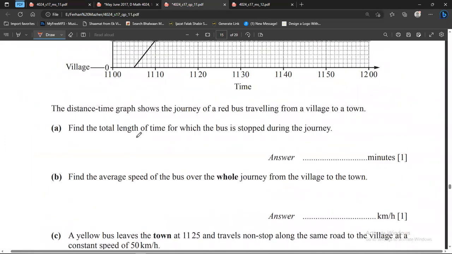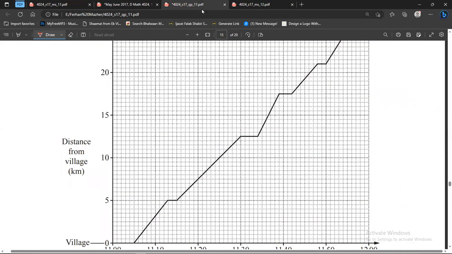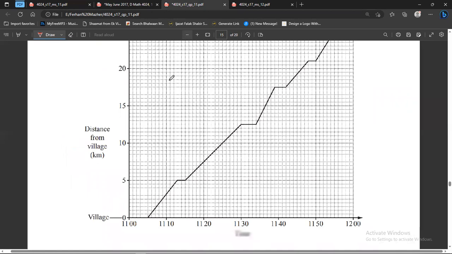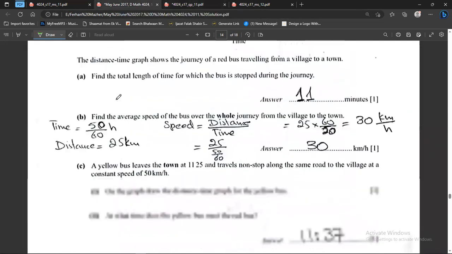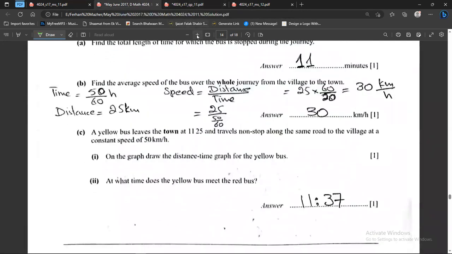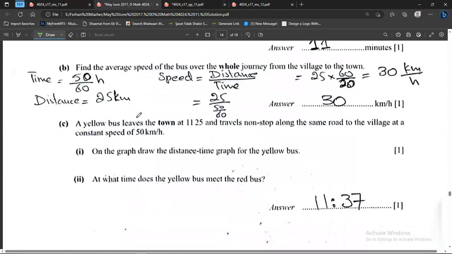simple. We will see what is the total distance traveled and how much is the total time taken. The total distance traveled is 25 kilometers and the total time taken is 50 minutes. So I can find the average speed. I will convert the time taken into hours. So the time is equal to 50 divided by 60. So that is 50 by 60 hours.